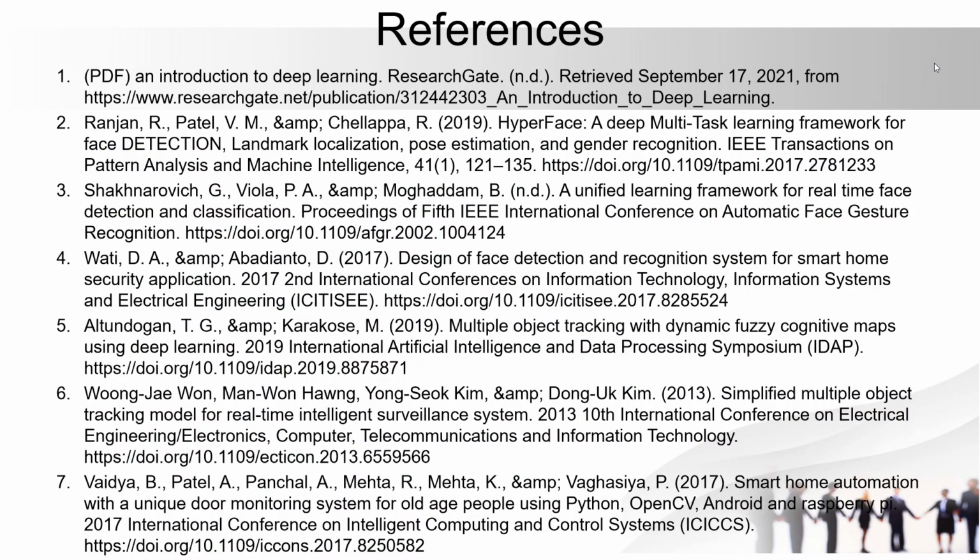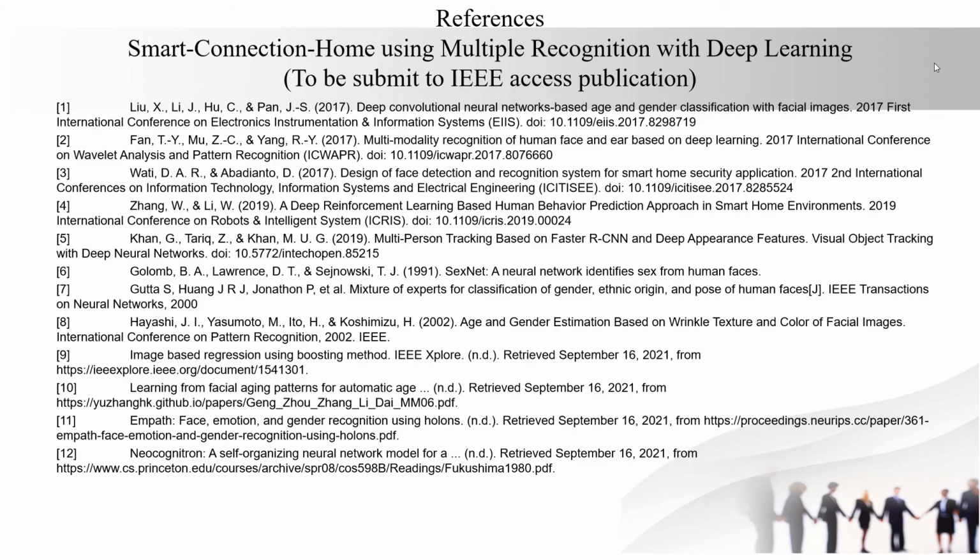Here is a reference that I used for my presentation slide. I also wrote an extra IEEE paper for submission, so here is the reference for the IEEE paper with the title Smart Connection Home Using Multiple Recognition with Deep Learning. This is going to be submitted to IEEE Access publication.